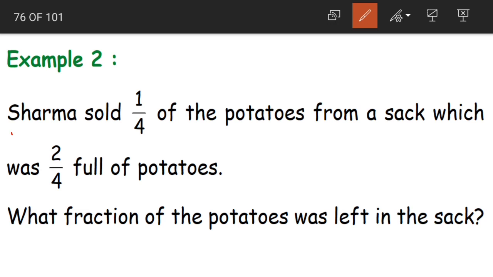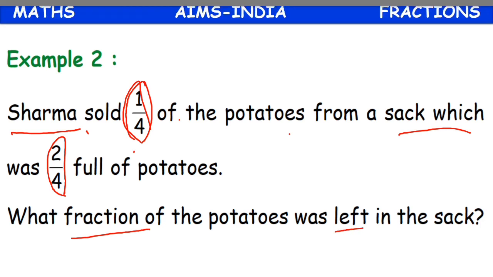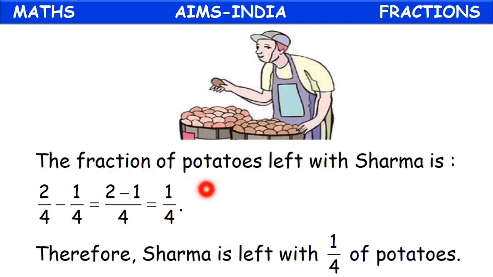Portion of potatoes sold by Sharma is equal to 1 by 4. Portion of potatoes in the sack. Yes, fraction of potatoes in the sack is equal to 2 by 4. Fraction of potatoes sold by Sharma is equal to 1 by 4. Now, fraction of the potatoes left in the sack. The fraction of the potatoes left with Sharma or left in the sack is equal to how much?